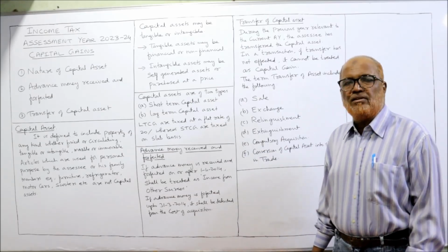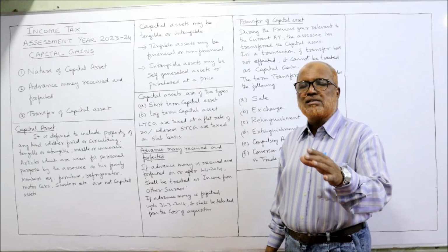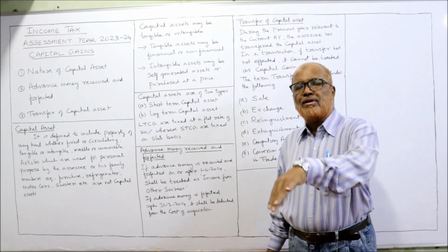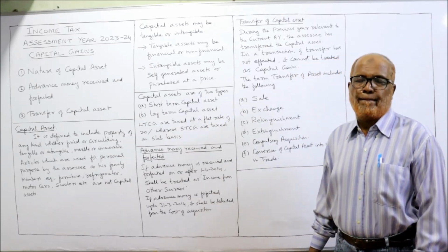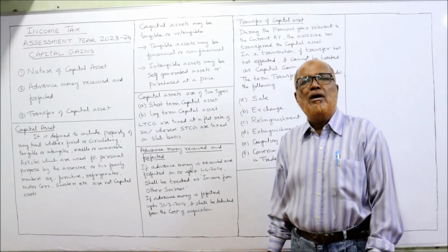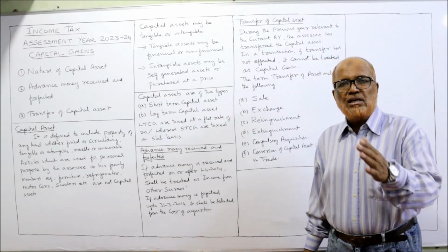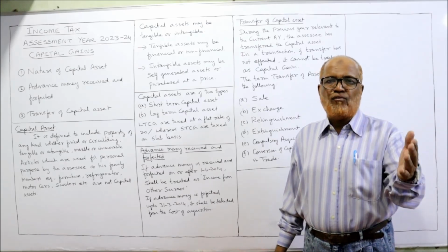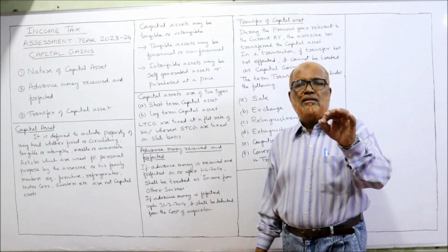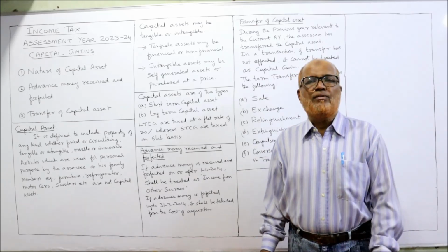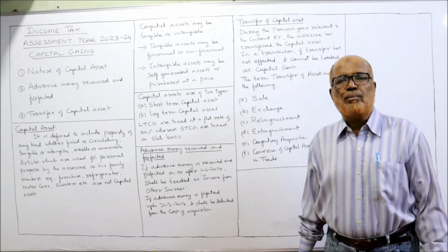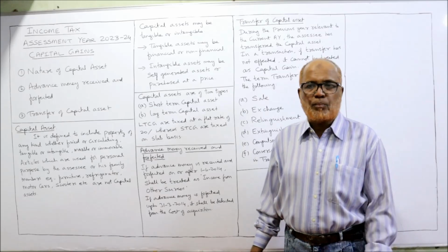Then advance money received and forfeited. The Income Tax Act provides that if advance money is received and forfeited on or after 1st April 2014, the advance money forfeited is taxable under income from other sources. Whereas if advance money is received and forfeited before 1/4/2014, then this advance money should be deducted from the cost of acquisition. You have to remember these points because they will come up while doing the problems.